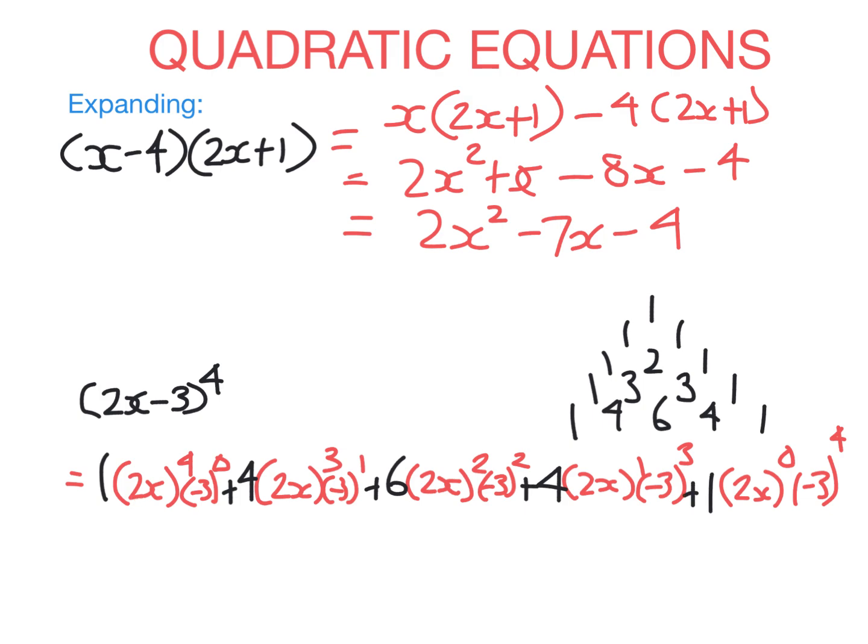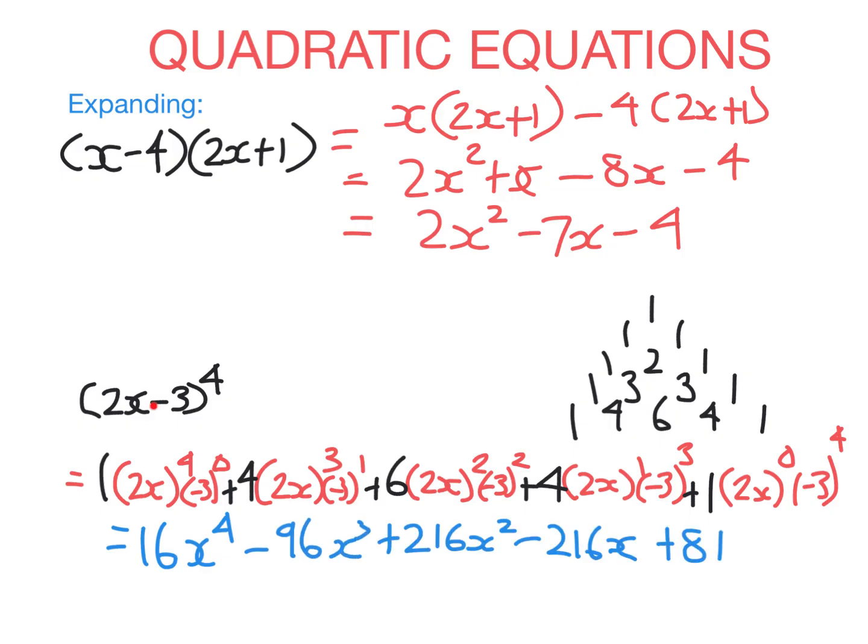This first term, 2 to the power of 4 is 16, so that's just 16x to the power of 4. Next term, 4 times 2 cubed, 4 times 8 times -3 gives us -96x to the power of 3, and so on. Note that if the second term is negative, every second term of your expansion should be negative.